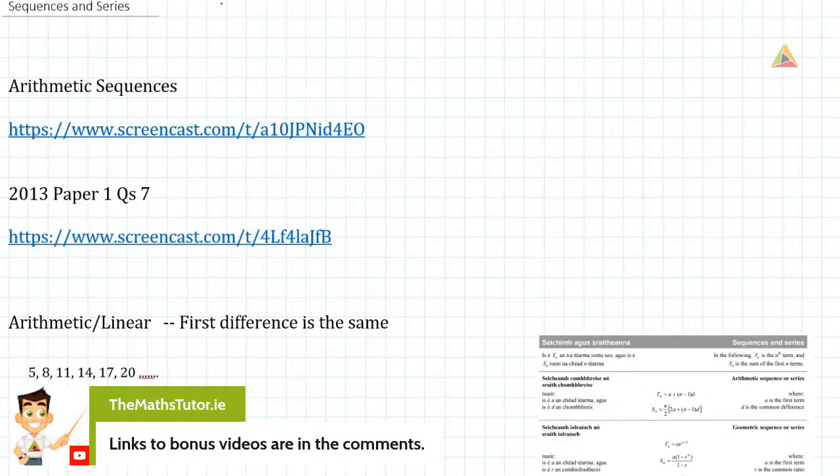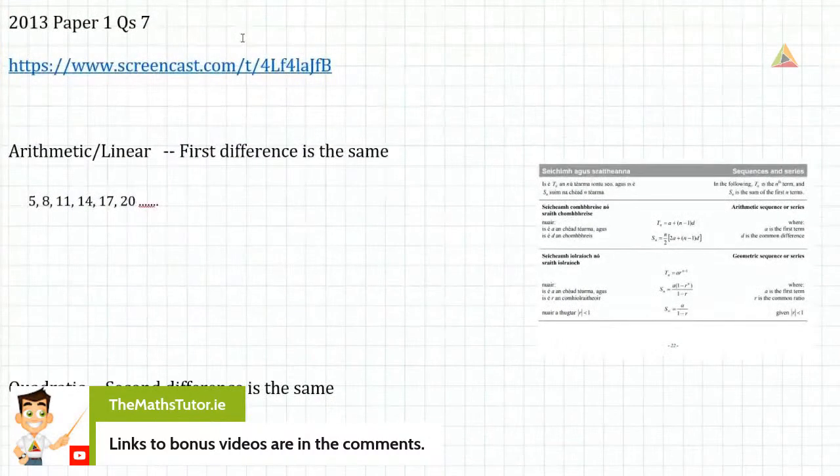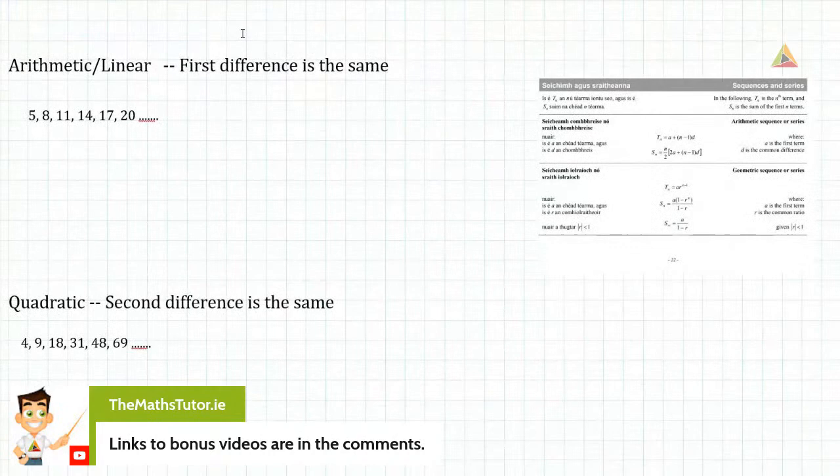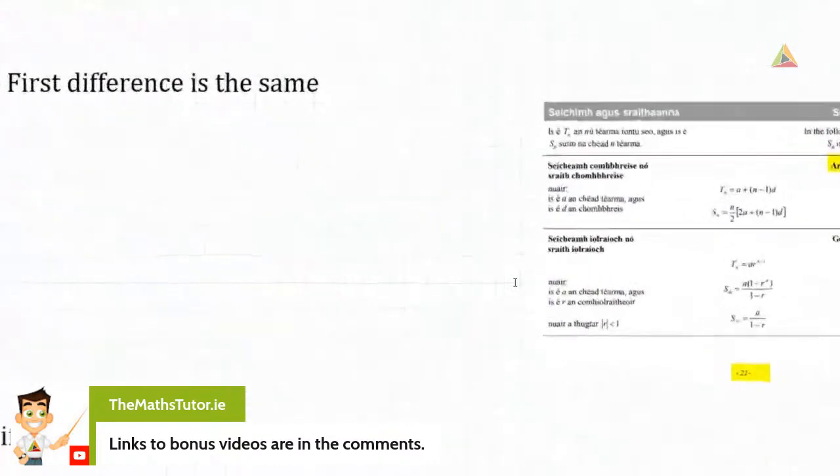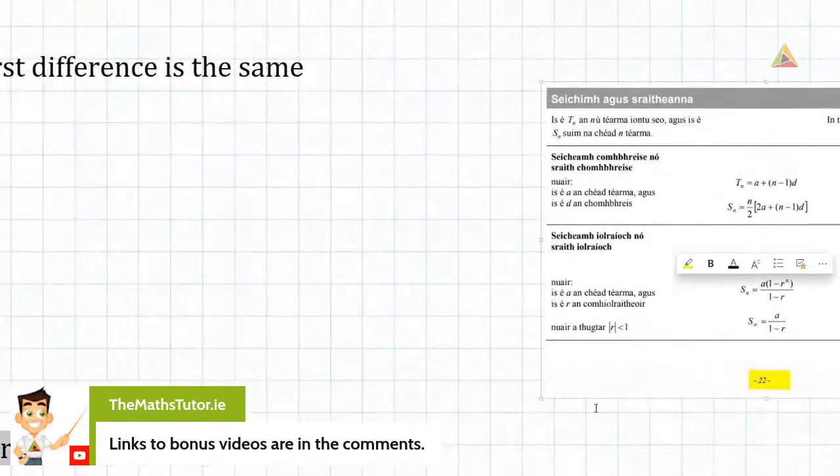So when we're dealing with sequences and series, this is sometimes also called patterns, and you'll see that I have page 22 of my tables open. I have page 22 of my tables open because I can see here that we have arithmetic sequences or series, and we're going to see what those are. We're going to be having a look at what we mean by arithmetic sequences and series.